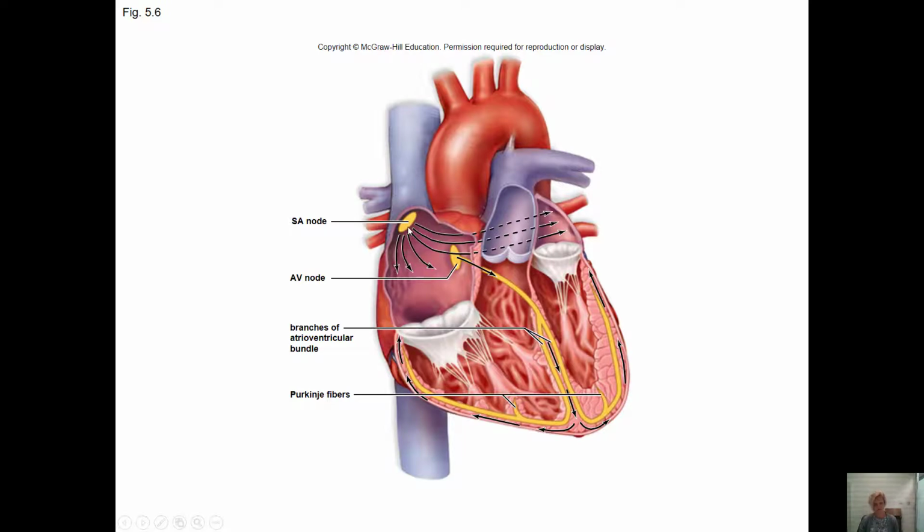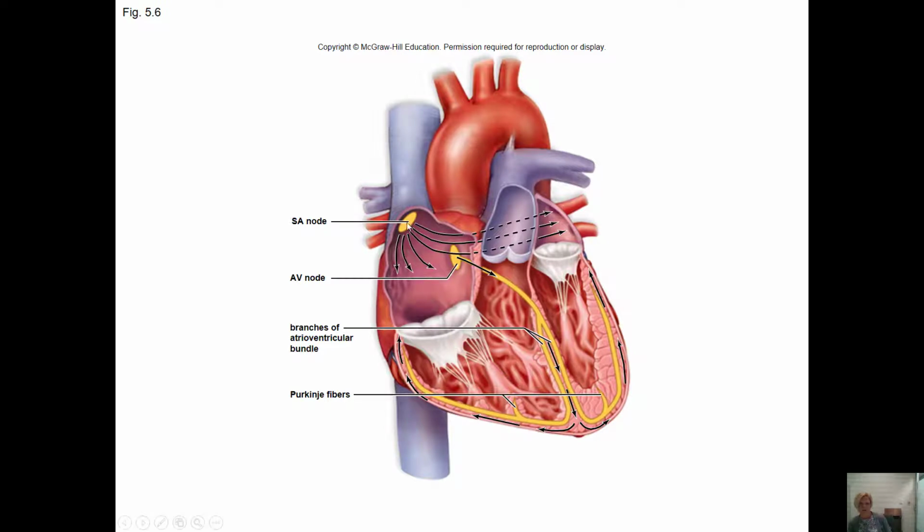So the SA node fires first, and it has the most rapid rate of impulses, so that drives the heart rate. And if the SA node should fail, then the AV node will take over, at a slightly lower rate. And then if the AV node fails, the rest of the pathway here can take over: the bundle branches, the bundle of His, which is right here, or the AV bundle, or the Purkinje fibers. They can take over the heart rate, but again, it's going to be at a much slower rate. And it's not at a rate that is good for activity and moving around.